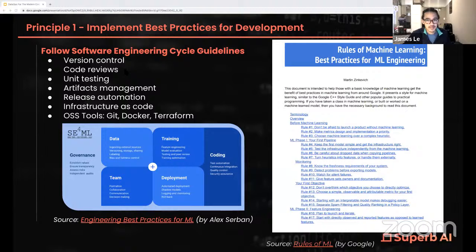In practice, there are things that include version control, code reviews, unit testing, artifacts management, release automation, and infrastructure as code. And these are some of the open source tools that you can use to follow this guideline. And applying these software development best practices for computer vision specifically is quite straightforward. To get started, I recommend this document by Google called Rules of Machine Learning, as well as this article called Engineering Best Practices for Machine Learning. These two resources gather a set of engineering best practices for developing software systems with a machine learning component.